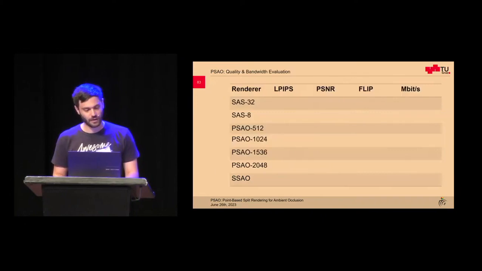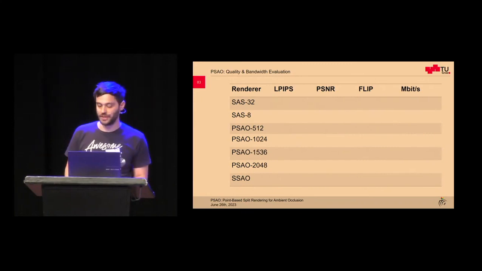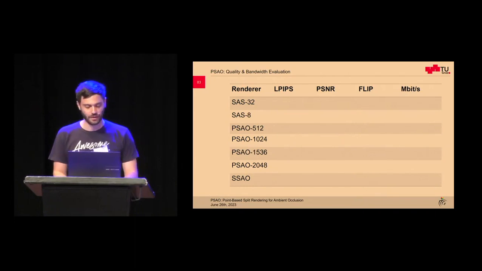So here, SAS32 and SAS8 denote two different configurations of Shading Atlas streaming, where the 32 version is a bit larger and doesn't constrain its texture space layout that much. And for the PSAO variants, the increasing numbers mean how many points on average we have. So larger numbers mean more points distributed in the scene. And SSAO is screen space ambient occlusion.